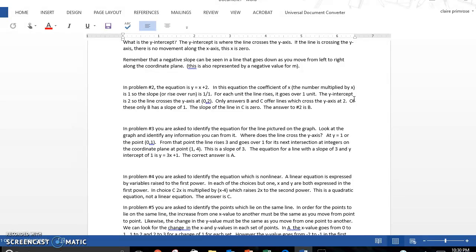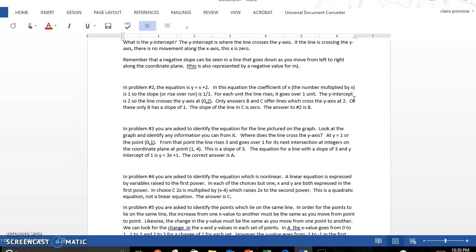Only answers B and C offer lines which cross the y-axis at 2. Of these, only B has a slope of 1. The slope of the line for C is 0. So the answer to number 2 is B.